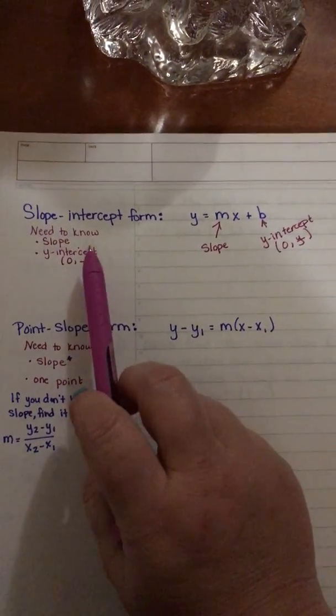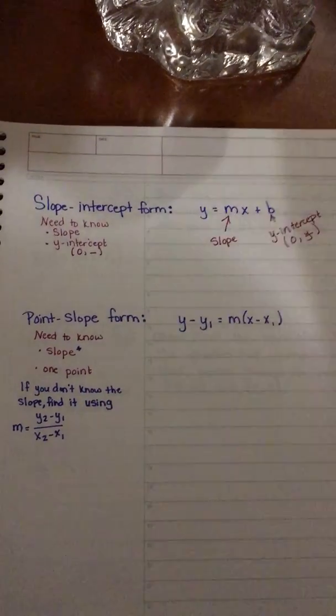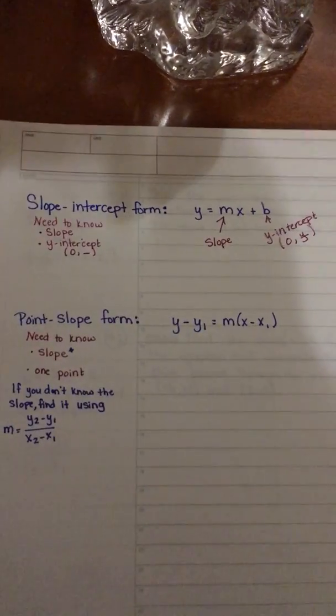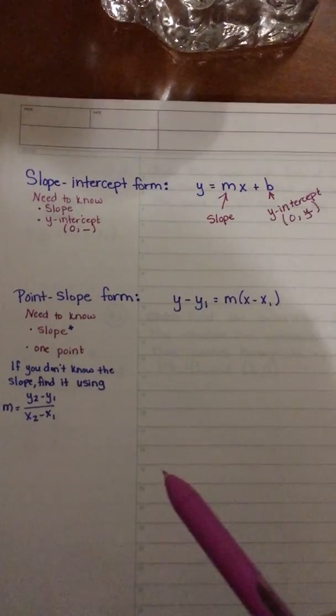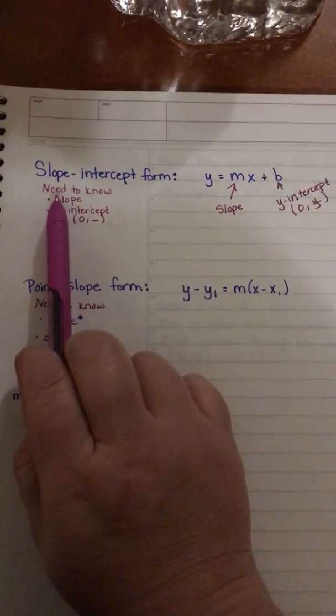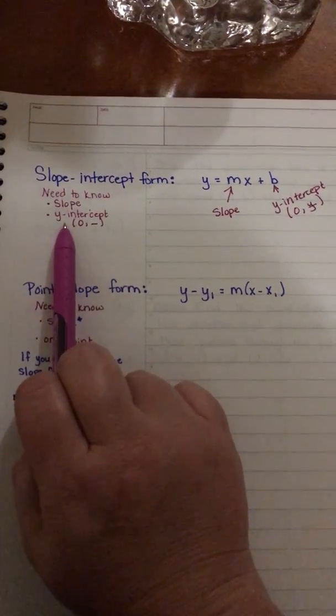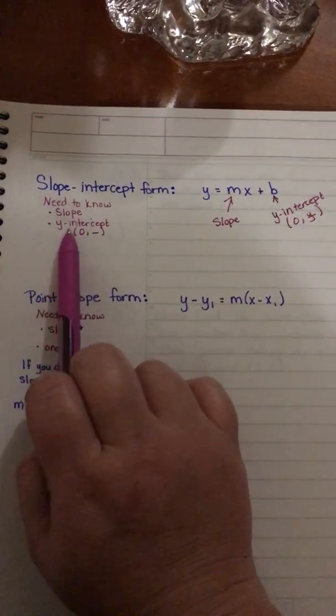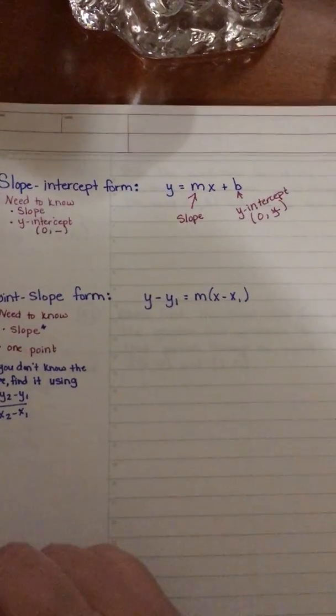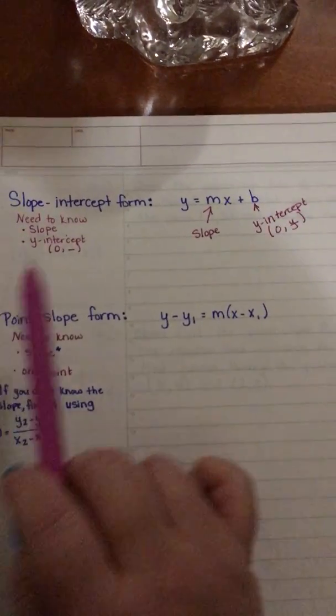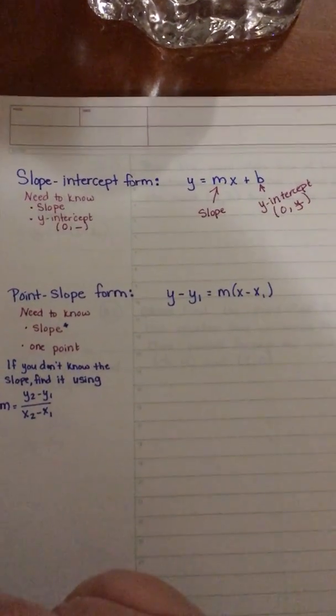Now, if you have information in an equation and it asks you to put it into slope-intercept form, you need to know the slope and the y-intercept. This information must be given or you must find it. We'll talk more about how to find the slope in just a moment.